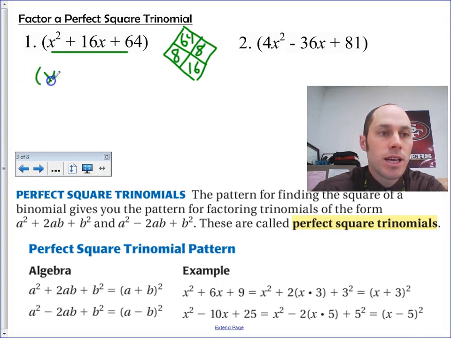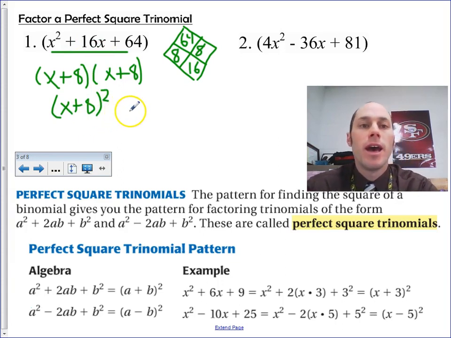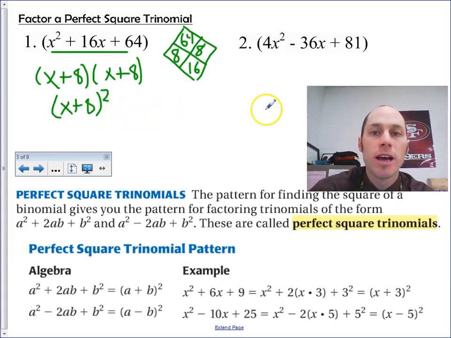So x plus 8 and x plus 8. Hey, look at that. It's the same thing. So it's really x plus 8 squared. If you remember from your multiplication, when we're multiplying the same thing, I double that middle term and add it up. x times 8 is 8x, times 2 is 16x. And I square both the beginning and the end term. That was that pattern. So if you can figure that out, you can apply that.